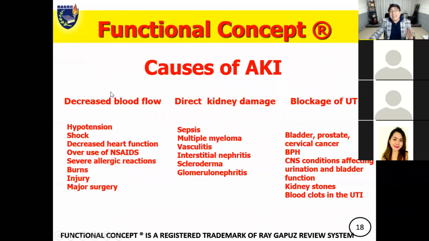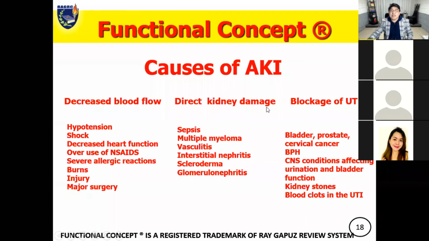When you say pre-renal, any condition that leads to decreased blood flow. Example, hypotension, shock, decreased heart function, overuse of non-steroidal anti-inflammatory drugs, okay? Take note, how can NSAIDs lead to decreased blood flow? Because NSAIDs have a vasodilatory effect. So if it dilates the blood vessels, eventually the flow of blood will meet less resistance, potentially causing decreased blood flow. Severe allergic reactions, burns, injury, and major surgery. So take note, patient with burns is at risk for AKI.